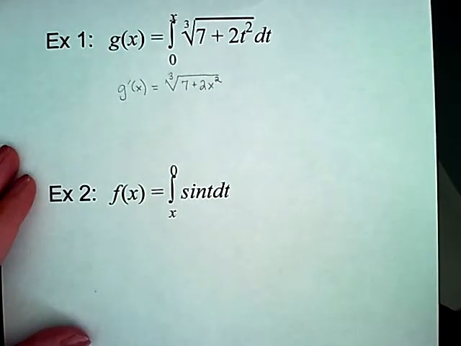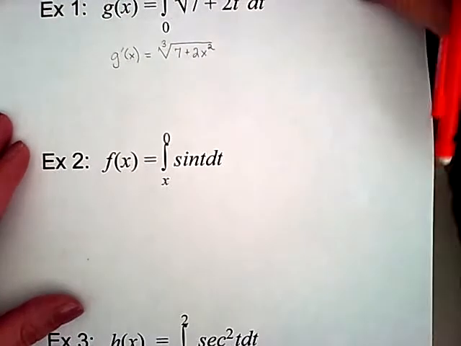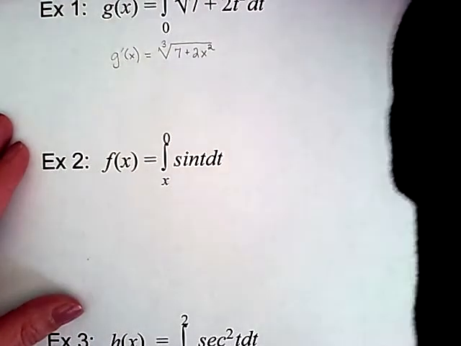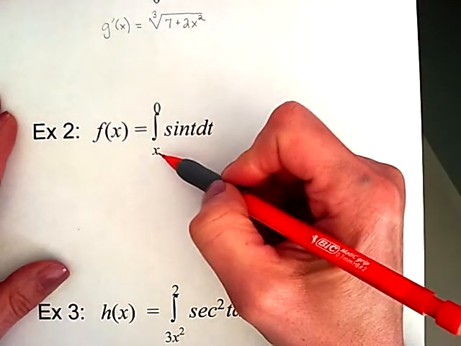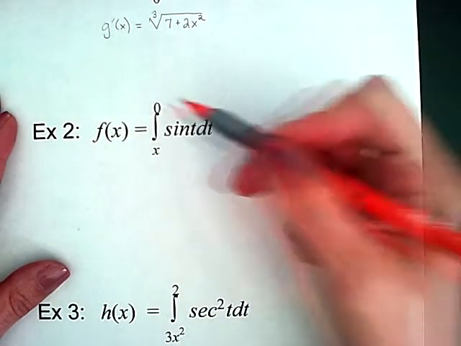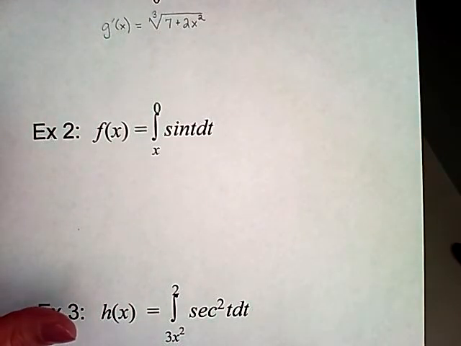Nice and easy. Now you can see in example 2, they've replaced, instead of running the integral from 0 to x, we're now running the integral from x to 0. So that's just one of our properties of integrals where we can take the inverse and then negate the interval.